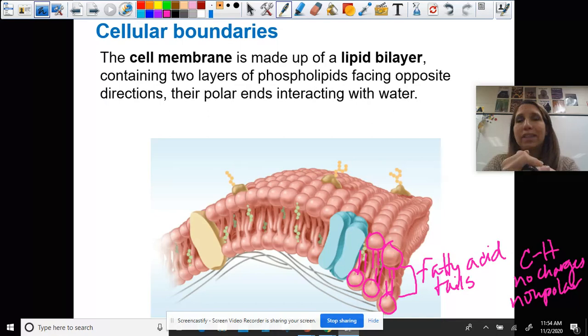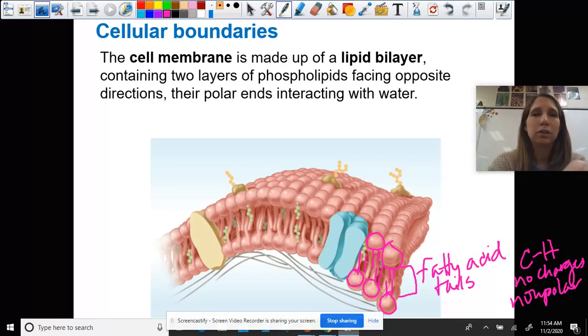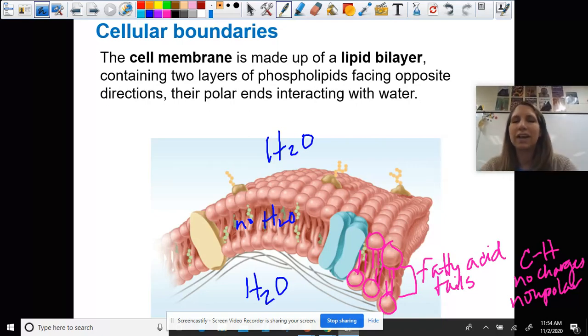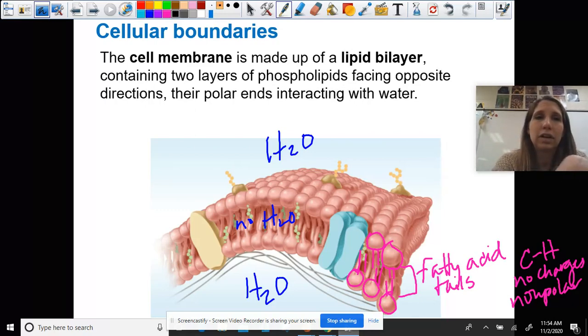And so the way that these membranes kind of spontaneously will form is so they're not interacting with water. So on the outside of my cell, remember we have lots of water in our bodies. On the inside of our cell, we also have lots of water. But within this actual membrane, there is no H2O. So those fatty acids that are non-polar are kind of kept away from water, which is exactly where they want to be.